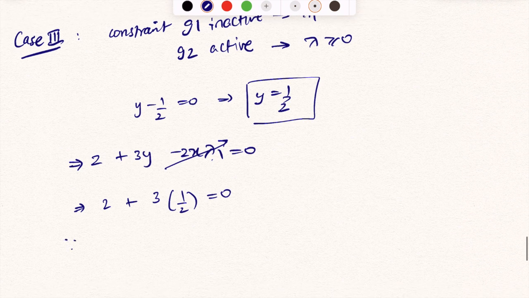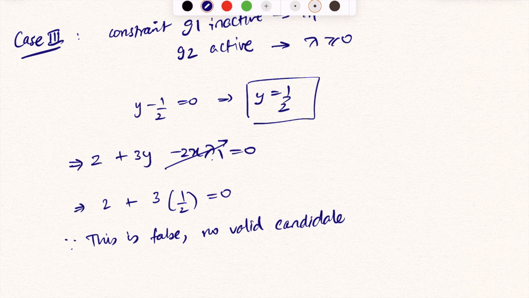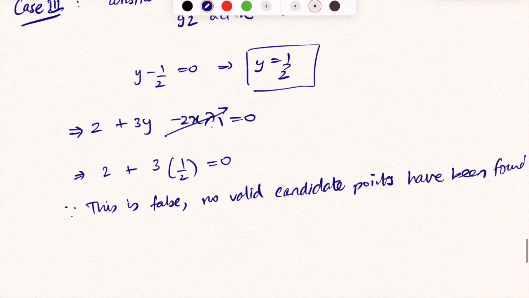So since this is false, no valid candidate points have been found. So yeah, that's case 3.